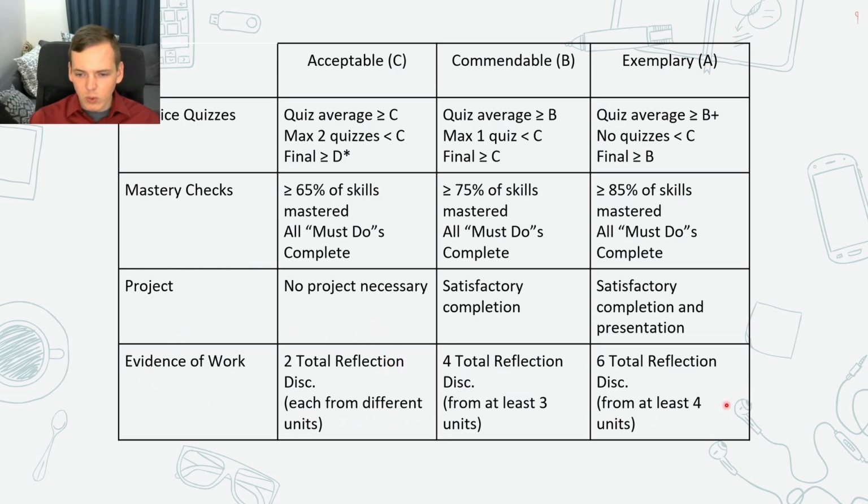Finally, there's evidence of work. We'll talk about this in detail in the room together and answer your questions, but basically for this, we'll be having reflection discussions, which is where you take some of your work, you think about it, you jot some notes down on it, and then bring it to me and we talk about it and have a conversation about what you've learned, how things are going, etc. So for a C, I'd want to see 2 of those happen. For a B, 4 of those to happen. And for an A, 6 of those to happen. All of this is across the entire semester.